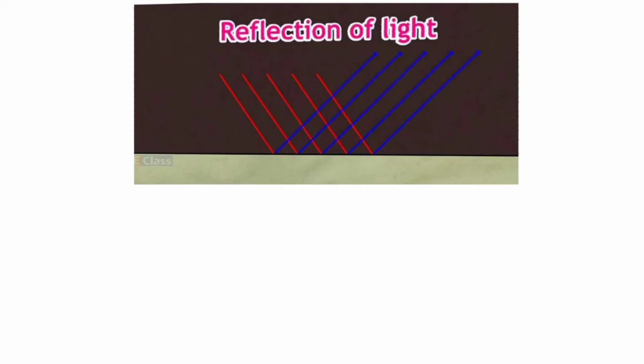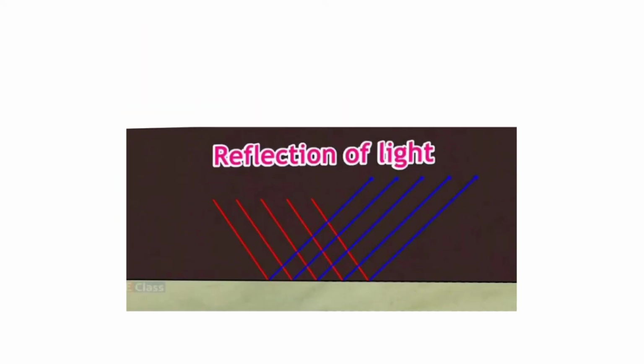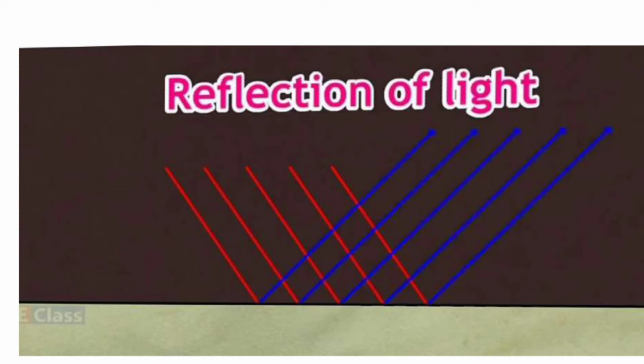So what is reflection of light? When the light rays fall on the object, then their direction changes. Can you see here? The direction is getting changed. Red line to blue line. So they turn back. So this is called the reflection of light.